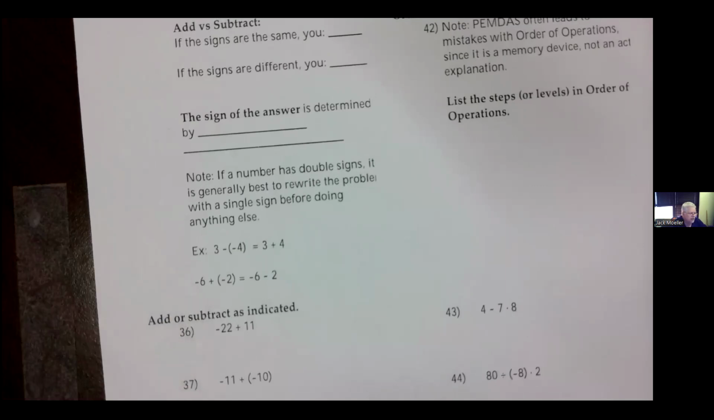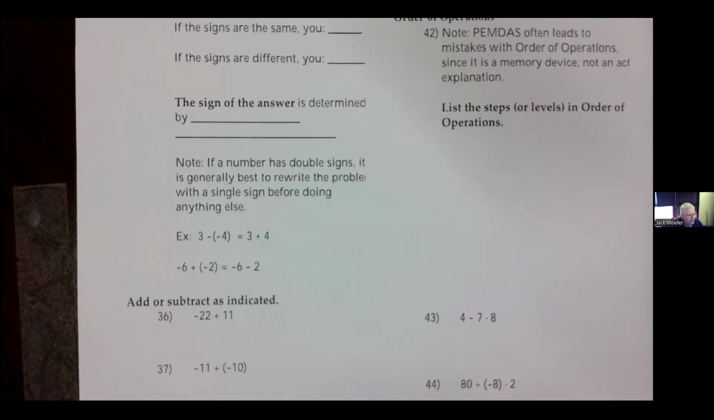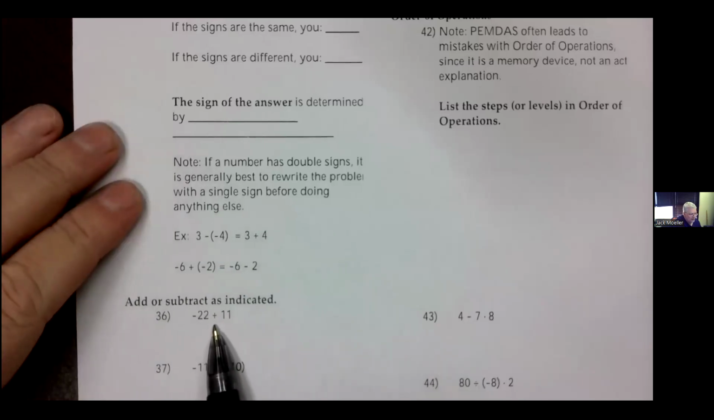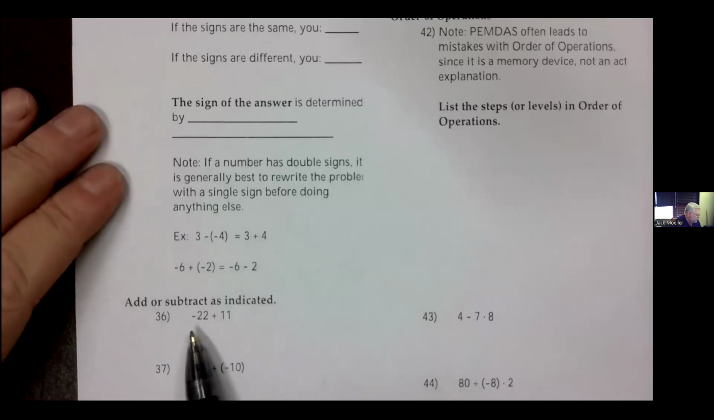So if you look at 36, we have -22 plus 11. So I'm going to ask, is that an add problem or a subtract problem? Are we adding those 2 numbers and getting 33? Or are we subtracting them and getting 11? Well, if you look at that and say we're adding because of the plus, what you're doing is looking at just the second sign. But what we need to do is look at both signs. And that's really what's going to tell us if it's an add or subtract problem.